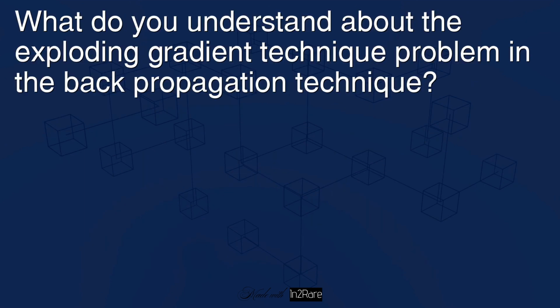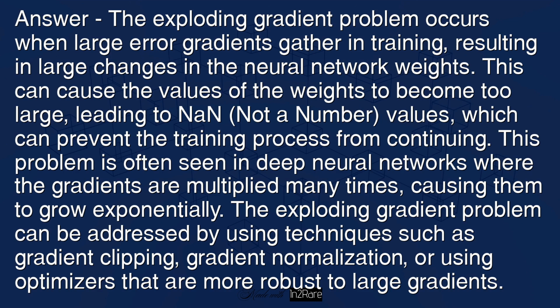What do you understand about the exploding gradient problem in the backpropagation technique? Answer: the exploding gradient problem occurs when large error gradients accumulate in training, resulting in large changes in the neural network weights. This can cause the values of the weights to become too large, leading to NaN (not a number) values, which can prevent the training process from continuing. This problem is often seen in deep neural networks where the gradients are multiplied many times, causing them to grow exponentially. The exploding gradient problem can be addressed by using techniques such as gradient clipping, gradient normalization, or using optimizers that are more robust to large gradients.